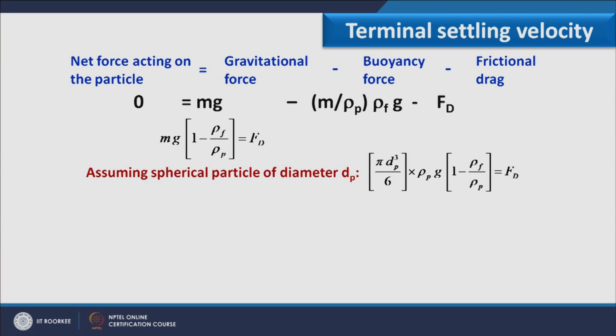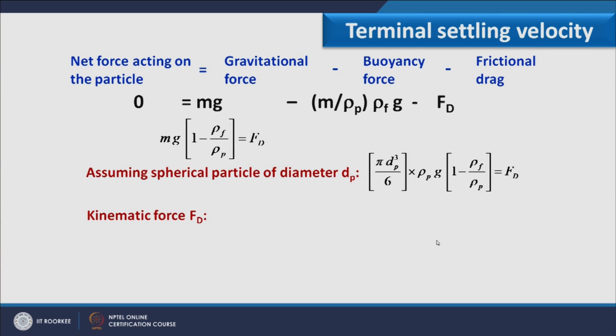If you consider this, the expression is pi dp cube by 6 into rho p into g into (1 minus rho f by rho p) equals Fd. So, what is this pi dp cube by 6? This is nothing but the volume of the particle, into rho p. That would be the mass m of the particle. So, this m we can represent as volume into density. The rest of the expression will remain the same.